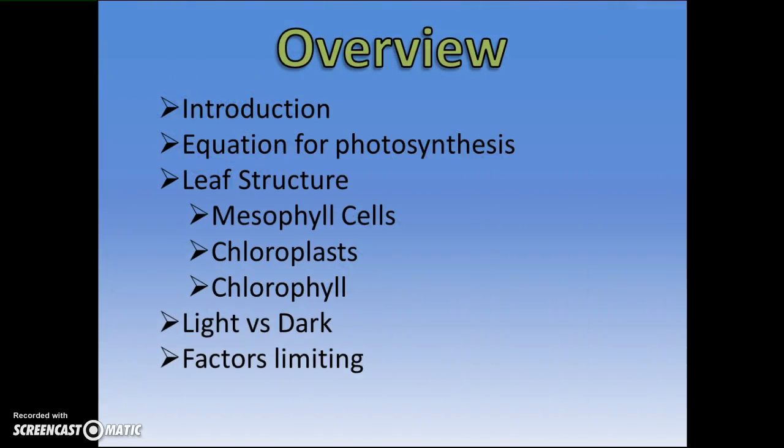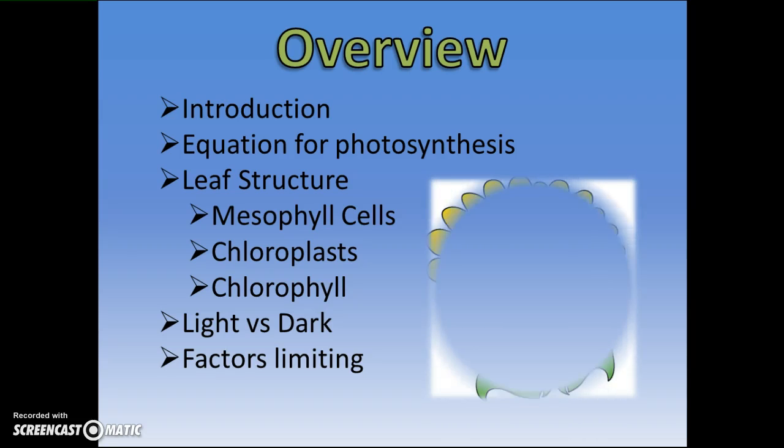All right, here's an overview of what this presentation is going to have. It's going to have an introduction. We're going to go over the equation for photosynthesis. We'll go over one of the key, really important parts of photosynthesis, the leaf structure, which will include the mesophyll cells, the chloroplasts, and the chlorophyll. We will also go over light versus dark in relationship to photosynthesis. And here is a very, very important one, especially when thinking of our lab for tomorrow, various factors that are going to limit photosynthesis.